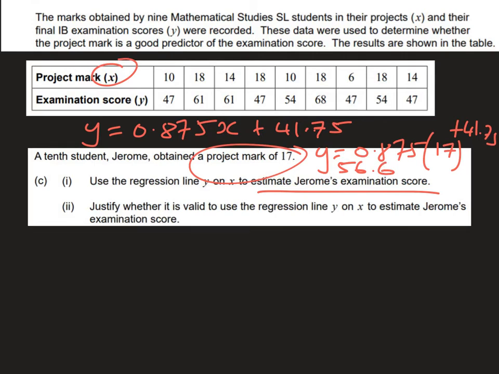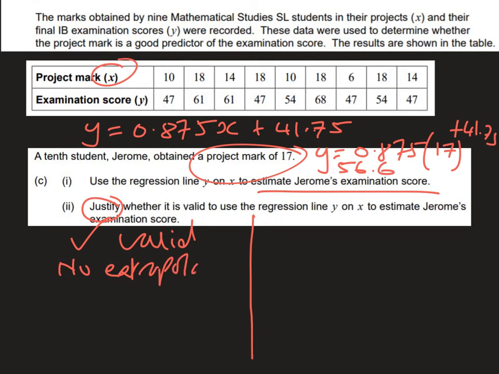Part 2 is slightly unusual. There are 2 marks going for it, and you're either going to get 0 or 2. But interestingly, you can argue this either way. Justify whether it's valid to use the regression line of y on x to estimate Jerome's examination score. In the first instance, we can say yes, it is valid, but there are no points unless you actually justify it with a reason. The reason is that there is no extrapolation.